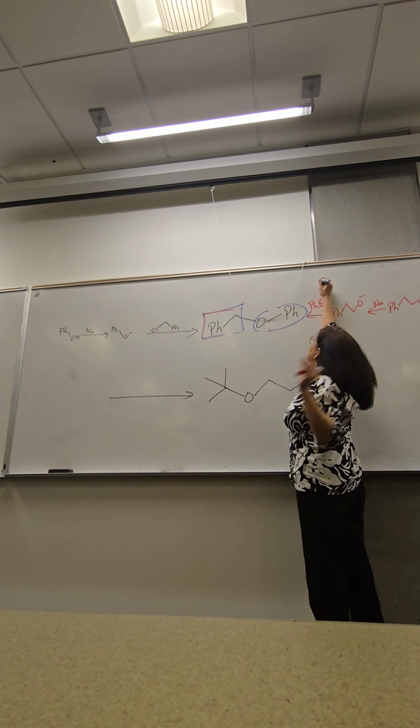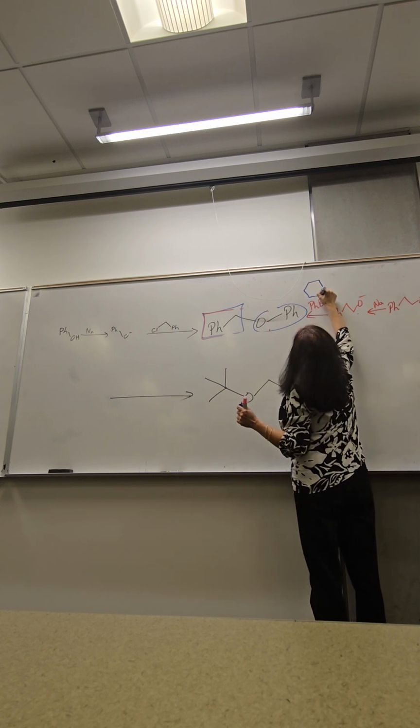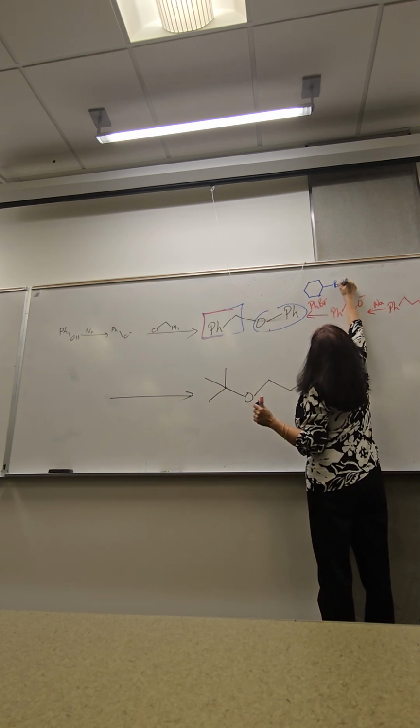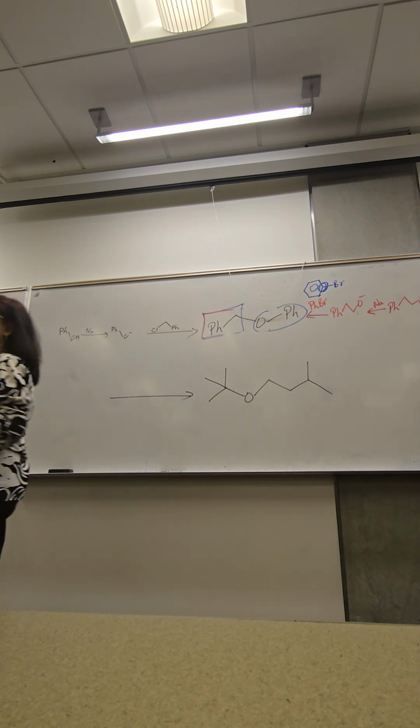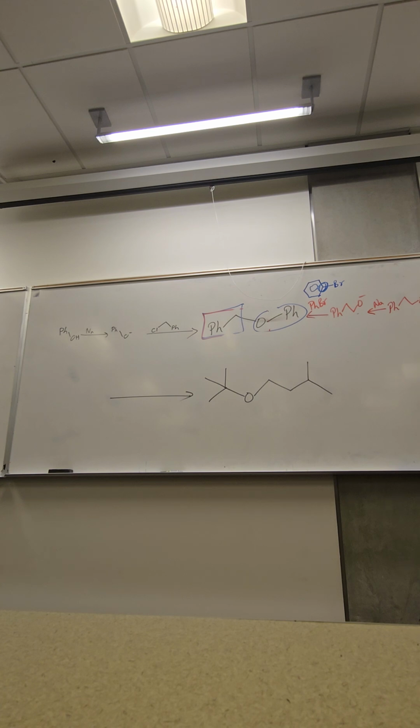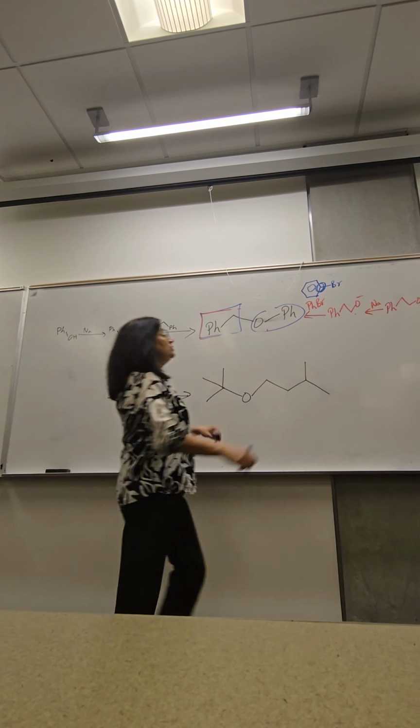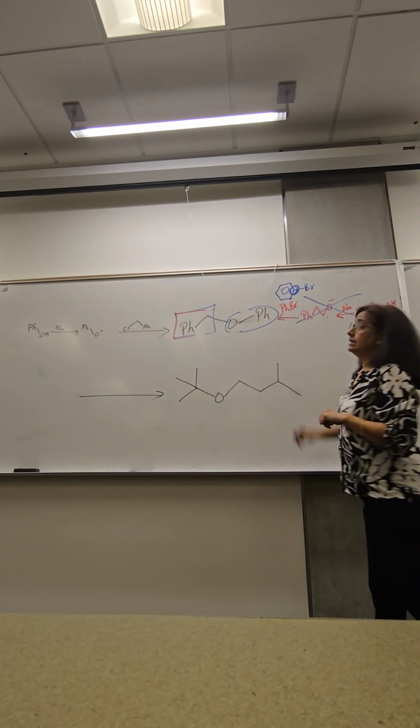But why? Go ahead. Br can't be a leaving group on benzene, because it's sp2 hybridized. Exactly. SN2 does not happen on sp2 hybridized carbons. SN2 happens on sp3 hybridized carbons that are unhindered. So it has to be sp3 and unhindered. It cannot, this is not right.